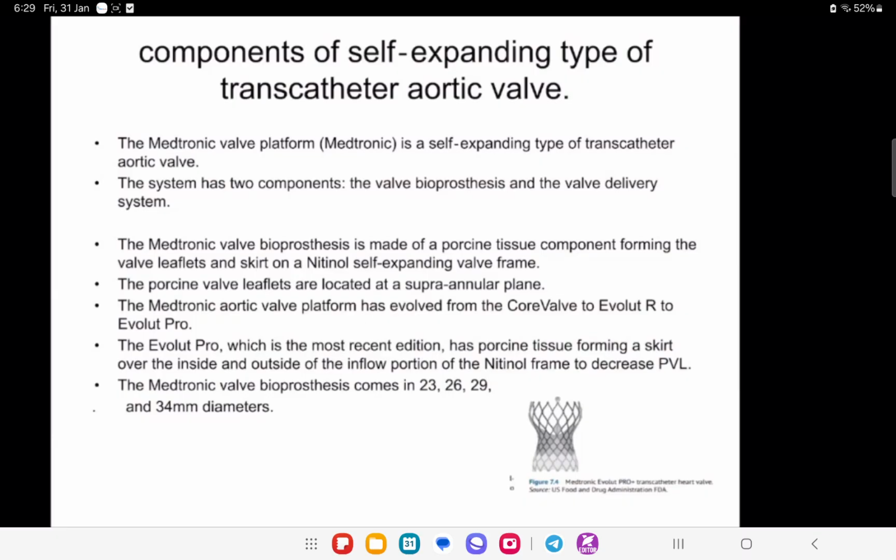The Medtronic valve bioprosthesis is made of a porcine tissue component forming the valve leaflets and a skirt on a nitinol self-expanding valve frame. The porcine valve leaflets are located in the supraannular plane. The Medtronic aortic valve platform has evolved from the CoreValve to Evolut Pro. The Evolut Pro, which is the most recent addition, has a porcine tissue forming an outer skirt over the inside and outside of the inflow portion of the nitinol frame to decrease the paravalvular leak. The Medtronic valve comes in four sizes: 23, 26, 29, and 34 diameters.